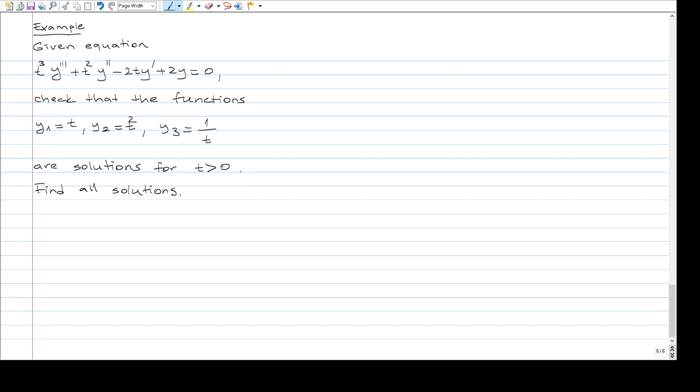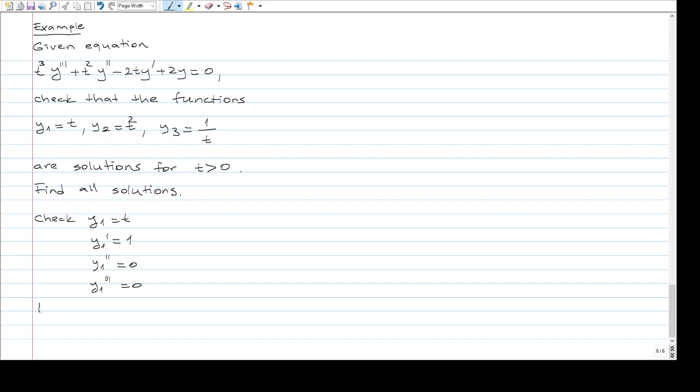Okay, so checking that we have the equation and we have the functions. To check the functions, first check the first one, y1 equals t. We just take derivatives and plug into the equation, to see if the equation is satisfied. So y1 prime then is 1, y1 double prime is 0, and y1 triple prime is also 0.